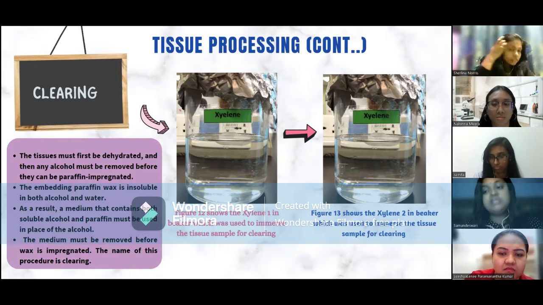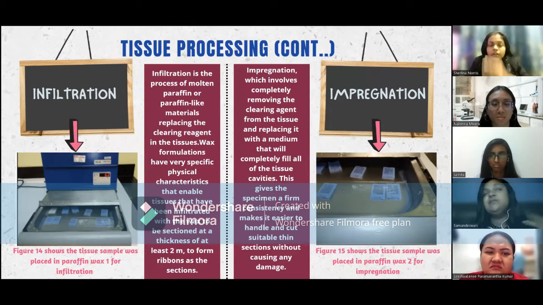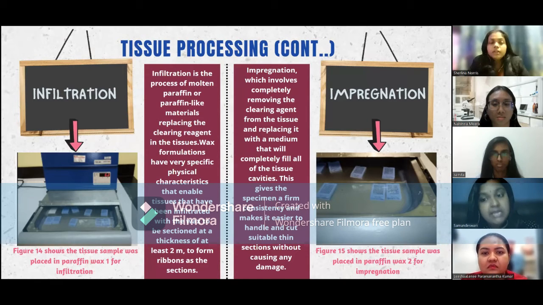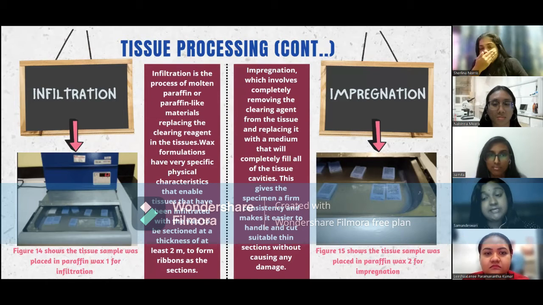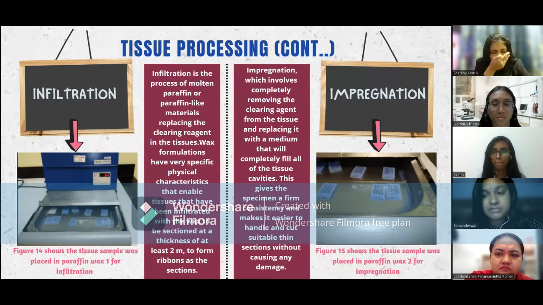The next stage in tissue processing is infiltration. Infiltration is to introduce the tissue sample to paraffin wax so that later on it will be more convenient to proceed with embedding. The last stage in tissue processing is impregnation. Impregnation is to ensure that the tissue sample is totally, 100% infiltrated with the paraffin wax. So those are the four main stages in tissue processing.